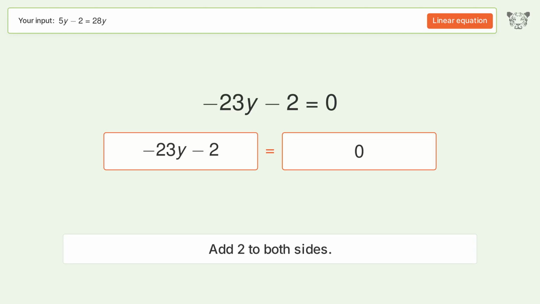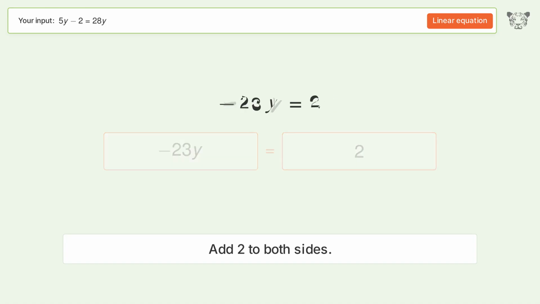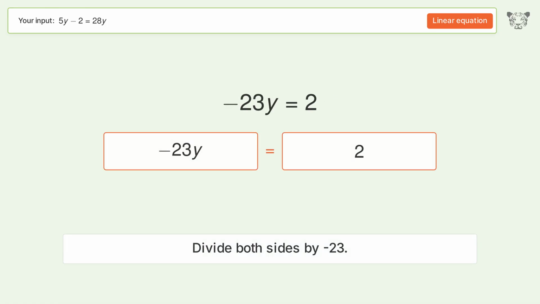Add 2 to both sides so the variable term stands alone. That gives negative 23 times y equals 2. The variable coefficient is negative 23. Divide both sides by negative 23 to leave the variable alone.